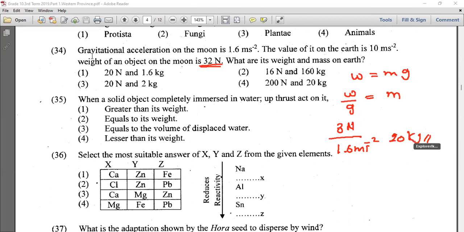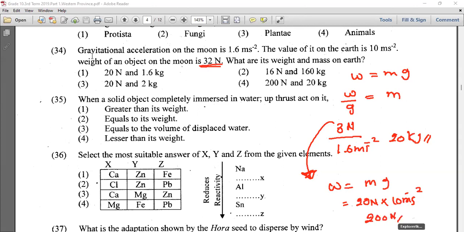If that object is brought down onto the Earth, the mass of the object would not change. So you can find the weight of the object on Earth. W equals mg. The mass on Earth would be the same as it was on the moon, 20 kilograms, and the gravitational acceleration on Earth is 10 m s^-2. So it's going to be 200 newtons. Isn't it?